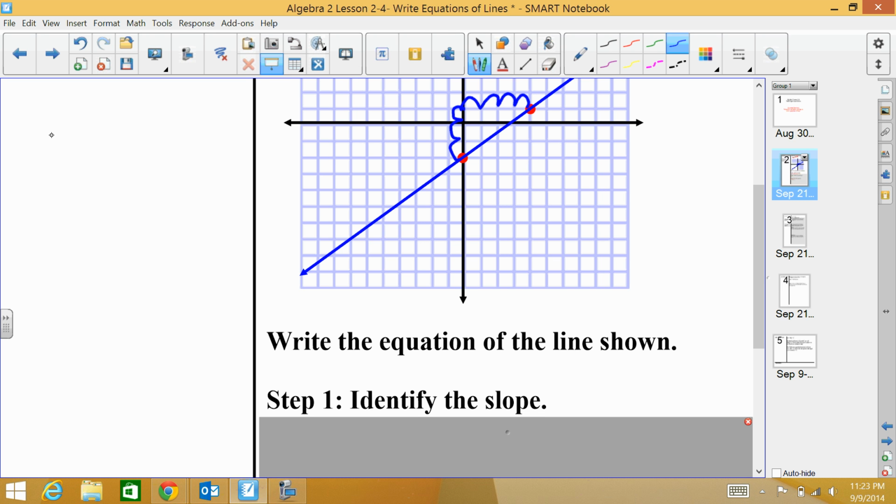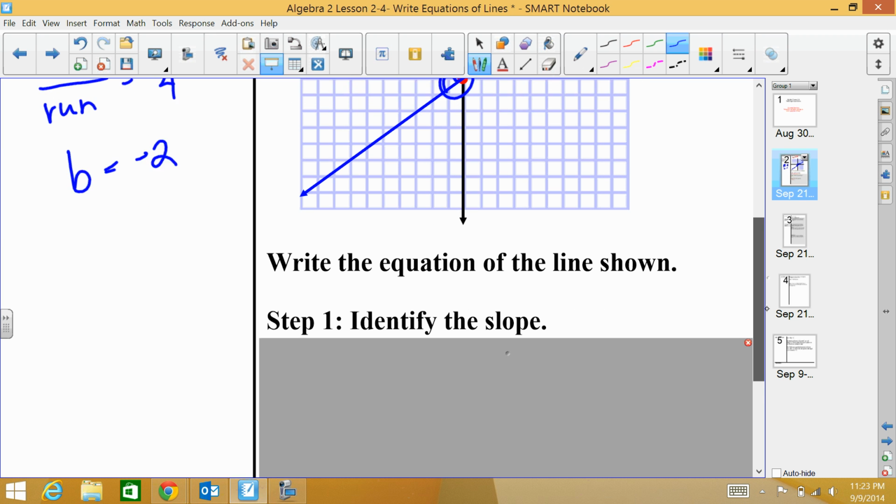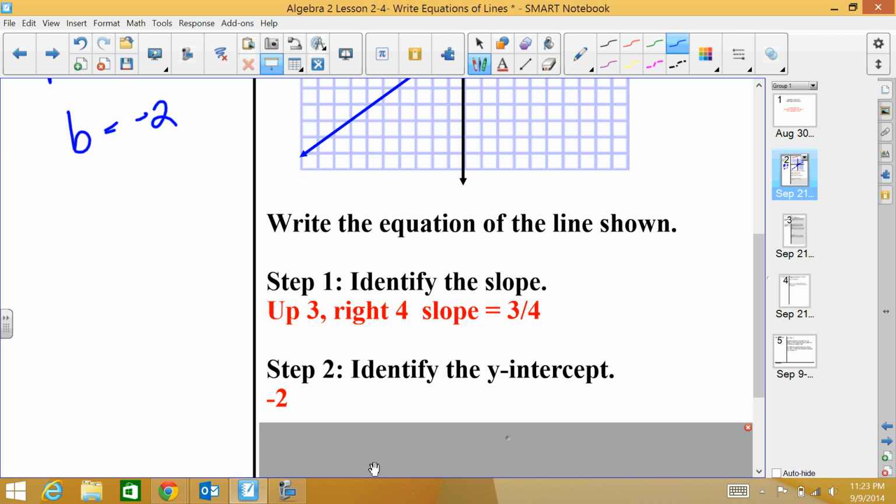So we did rise over run, which was 3 over 4. So that is our slope of our line. Then if you look at the graph, where does the line cross the y-axis? What is the y-intercept? And you'll see that b, or your y-intercept, is equal to -2 because this is the point where the graph crosses the y-axis. So our slope was 3/4 and our y-intercept was -2.